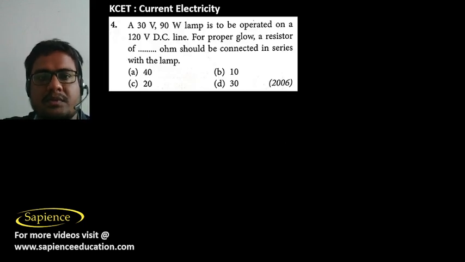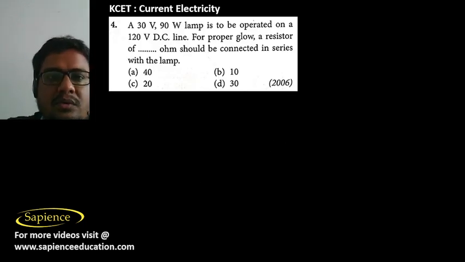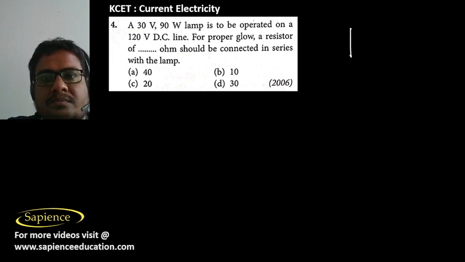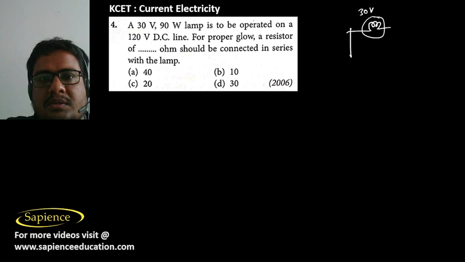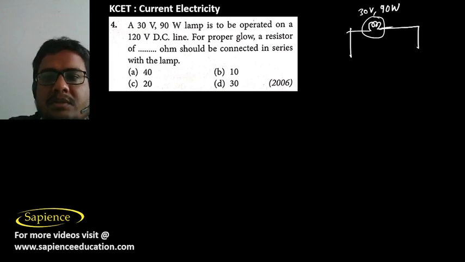Question number 4. It is told a 30 volt 90 watt lamp is to be operated on a 120 volt DC line. So there is a lamp, across which is 30 volt and it consumes 90 watt, and it is to be operated on a 120 volt DC line.